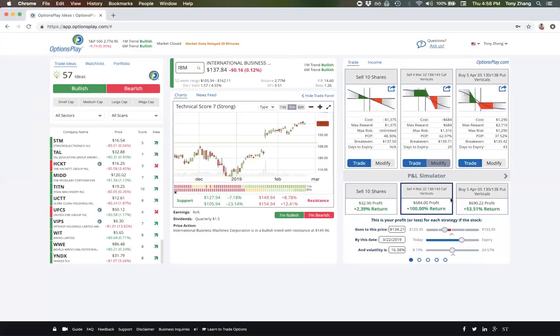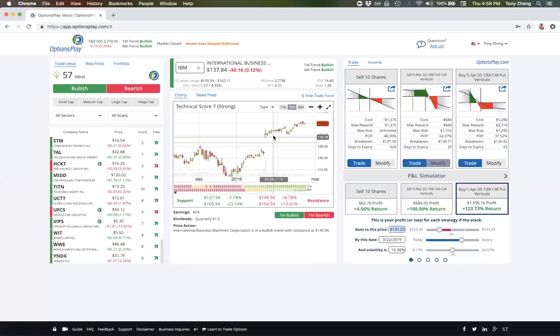So if you think the stock's going to move to 134 or more, that's when you want to trade the debit spread. If you don't think it's going to move down to 134 and you think it's going to be a little higher than that, that's when you want to sell the credit spread. And that's really where you want to put the two side by side, use our P&L simulator, and that's going to allow you to understand exactly when each strategy will be profitable.